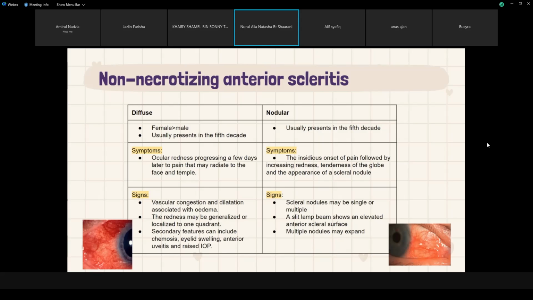And the signs include scleral nodules that may be single or multiple. A slit lamp beam shows an elevated anterior scleral surface, and also multiple nodules may expand. Next slide, please.